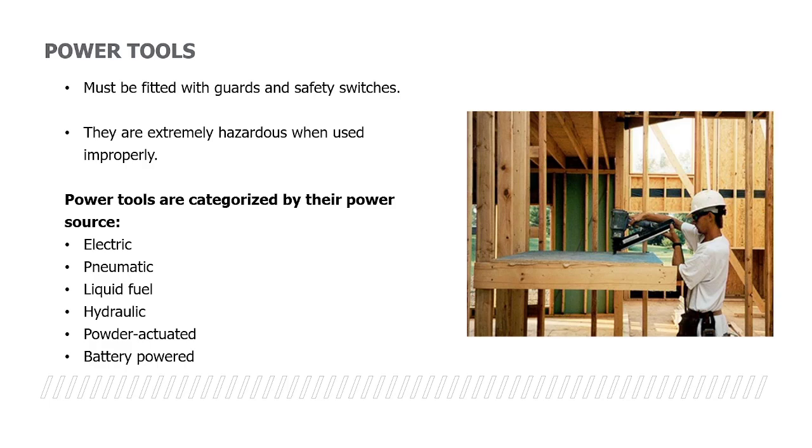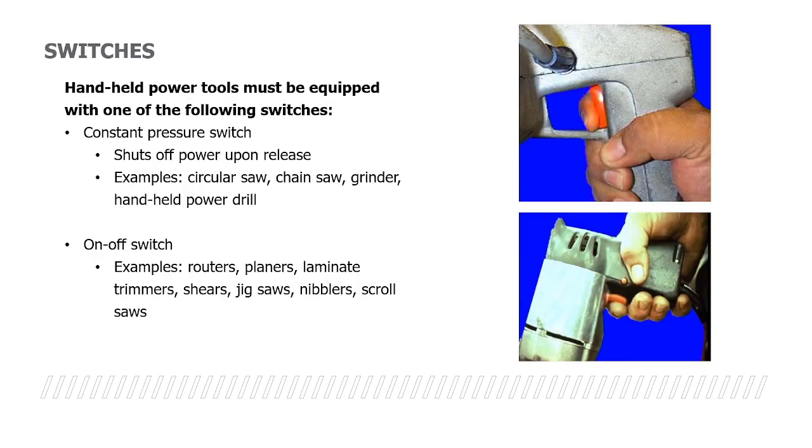Power tools are categorized by their power source. They can be electric, pneumatic, liquid fueled, hydraulic, powered actuated, or a battery powered type of tool. The switches are very important also.